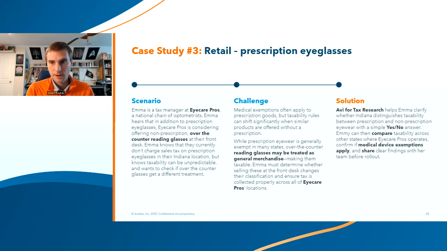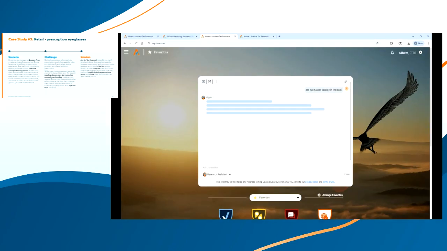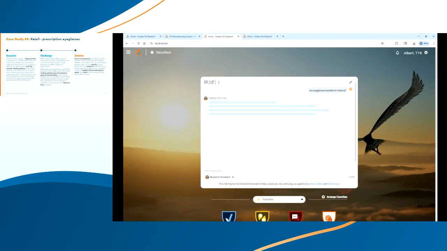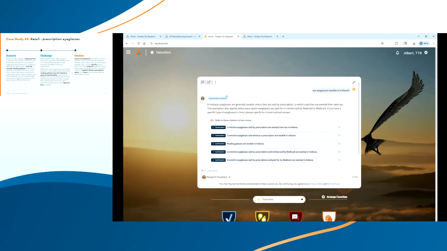And this is another tricky area, because anytime you're dealing with anything that is a medical device or could be considered a medical device, there are a lot of exemptions around that. So again, let's see if Avi can help clear this up for us. Are eyeglasses taxable in Indiana? And again, Avi's going to take a look at all our tax answers and all the laws that we have available and synthesize an answer for us.